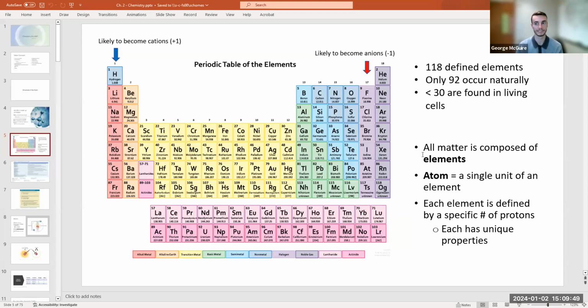And again, an atom is a single unit of any one of these. So one oxygen is one atom of oxygen. And those atoms will interact to form larger molecules like H2O. So water is 2 hydrogen atoms bonded with 1 oxygen atom.